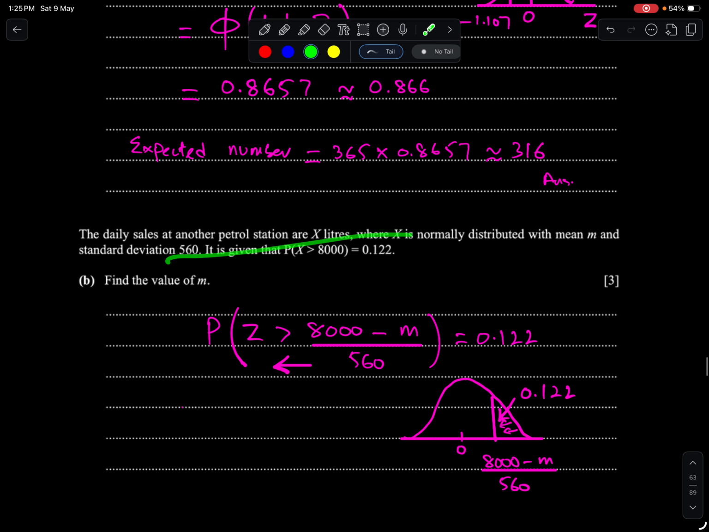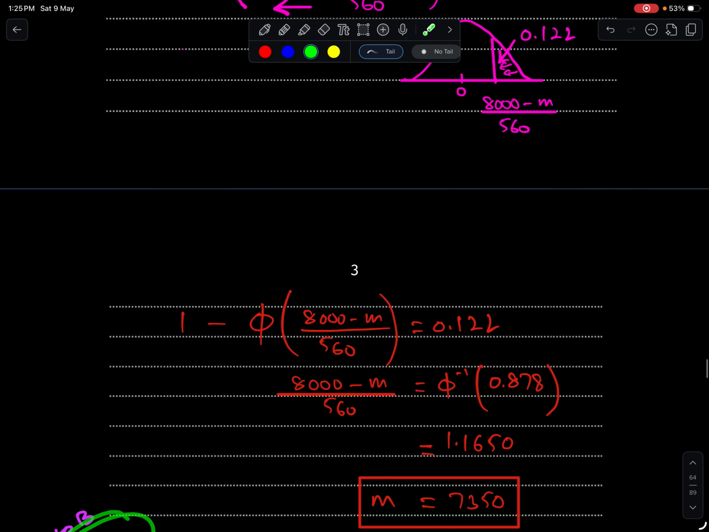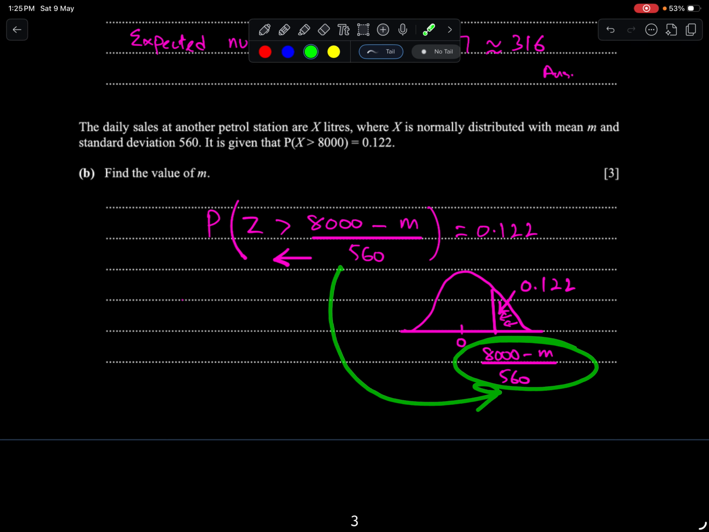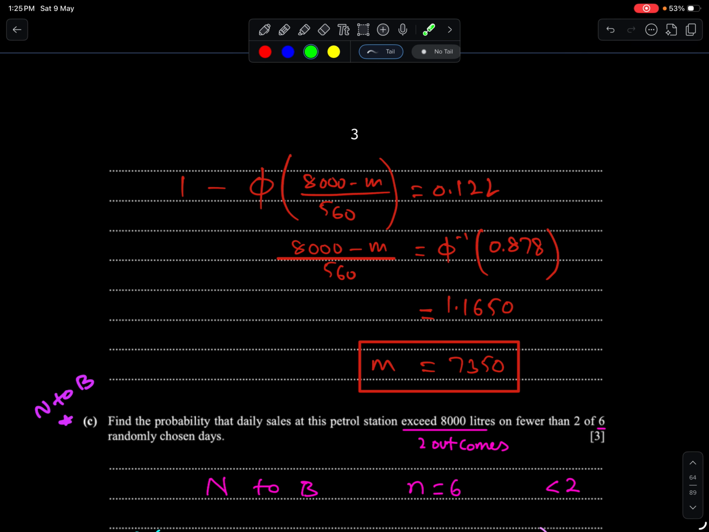Now this part is important. This is in fact inverse normal. Just do this. So shade this area. This area is small, so stop well before 0. So this unknown is here and it's positive. Since the area is small, so it should be 1 minus phi. So 1 minus phi is 0.122. So get m up to 3SF.